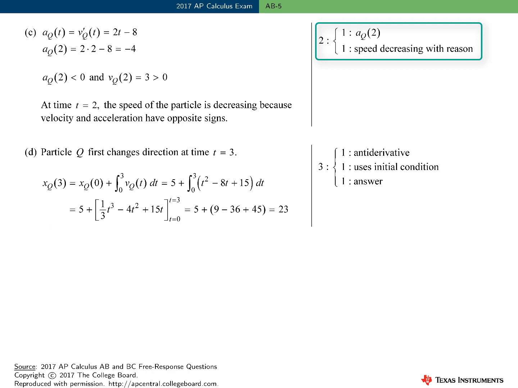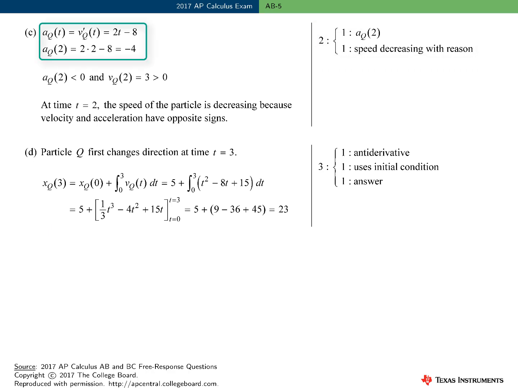Part C was worth 2 points. To find the acceleration of particle q at time t equal 2, we first take the derivative of v sub q, and then we evaluate this acceleration function at 2. To determine whether the speed is increasing, decreasing, or neither, we need to consider the sign of the acceleration and the sign of the velocity at time t equal 2.